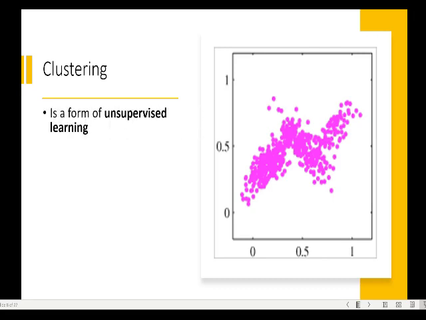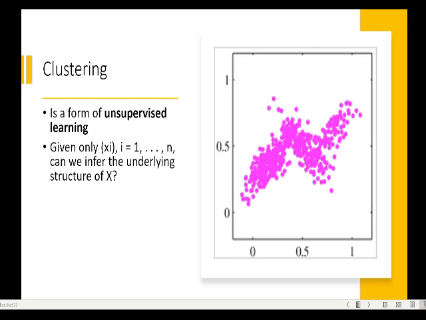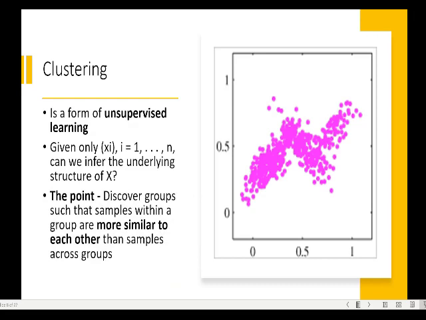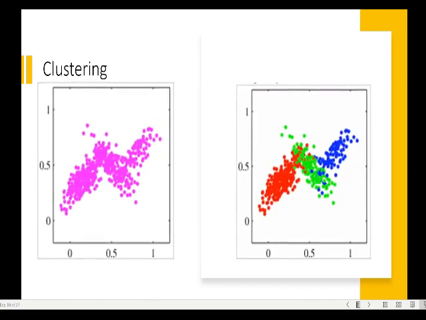Remember that clustering is a form of unsupervised learning. So, for example, we could say, given only x sub i in that data set of i equals 1 up to some number n, can we infer the underlying structure of X? The point of it is to basically discover groups that are established in such a way that the samples within the group are more similar to each other than samples in the other groups. And if so, is it possible to distinguish those groups and cluster them accordingly? So in this example, we made it easier by color coordinating the clusters. Here we can see 3 distinct groups.